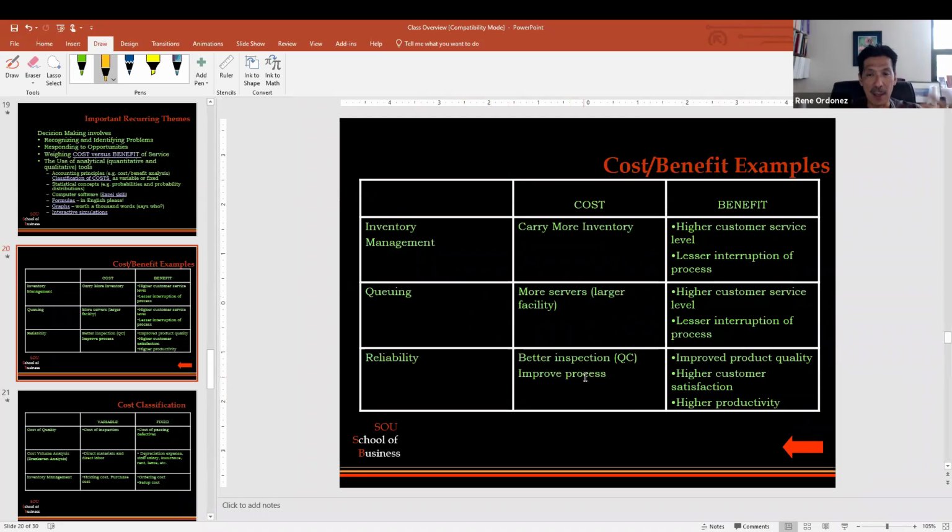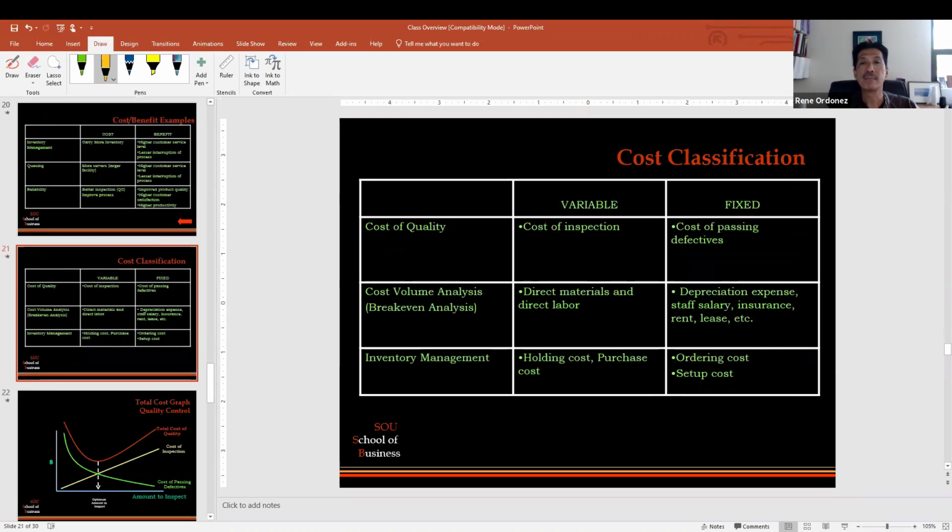Reliability, we'll talk about the decision to have a higher level of inspection. When you have a higher level of inspection, then the cost of passing defectives drops. But on the other hand, the cost associated with quality goes up. So we will have to strike a balance between these two. All right. So here's some more, break-even analysis and inventory management.